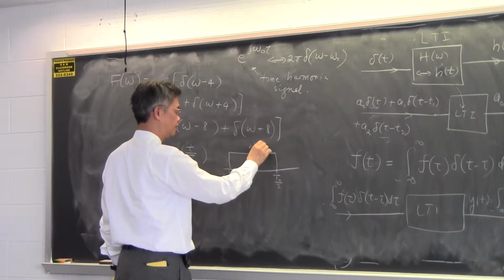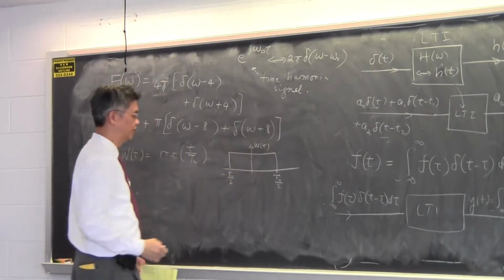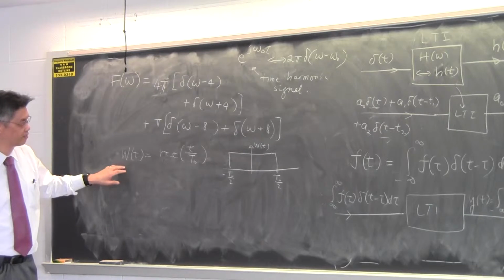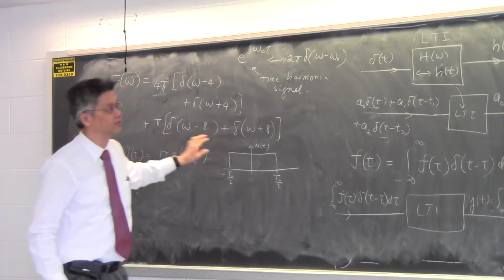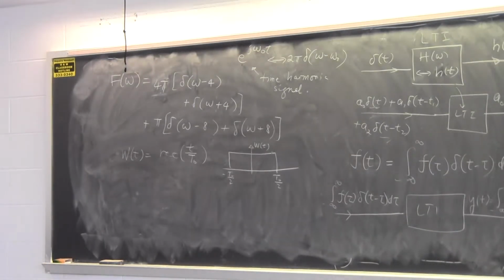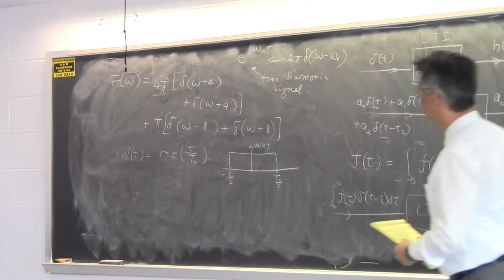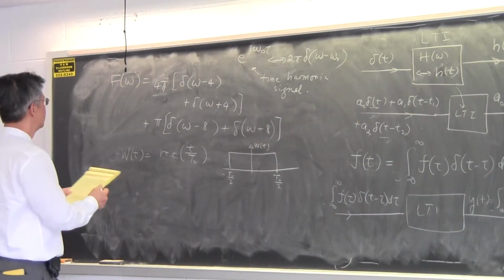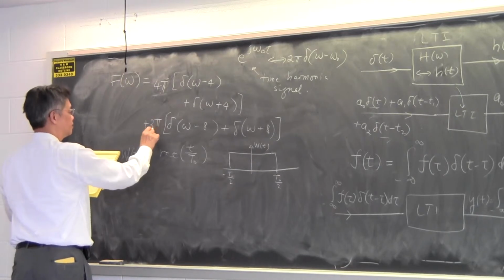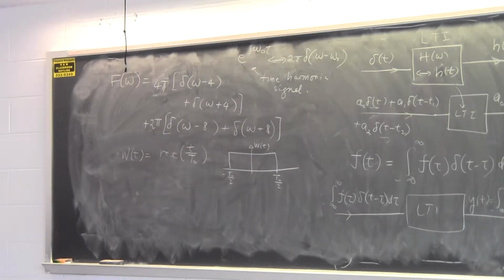What is that? Where's the 2 pi? This is the rect function plus 2 pi times delta. This is 2 pi. And then you multiply by 2 pi. Should I get it correct? Yeah, I have 2 pi in my notes. Okay, so it must be 2 pi. Thank you for pointing that out. So this is the rect function.